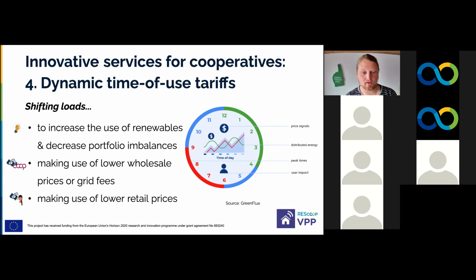So when there is high distributed energy, the prices are usually low. And when there is few distributed energy, the prices are higher. That way, the use of renewables can be increased. For the cooperative, this can be a revenue by using lower wholesale prices or also lower grid fees.